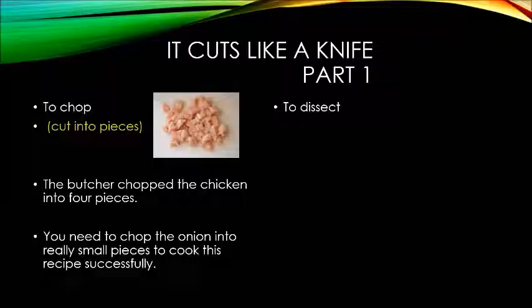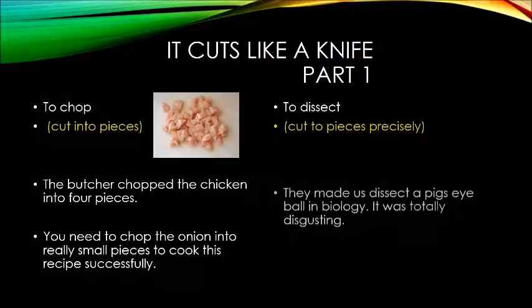To dissect. Now dissection is when you're cutting something with a very sharp knife, usually a scalpel, and it's used in science a lot. I remember when I was in biology class they made us dissect a pig's eyeball, and that was absolutely disgusting. But yes, it's when you're cutting into something to have a look inside. So there you are, to cut to pieces precisely.